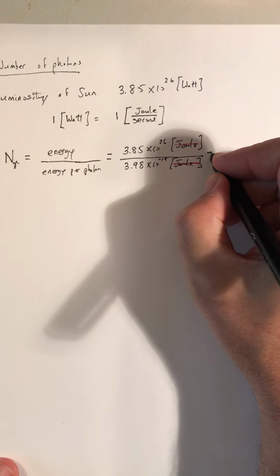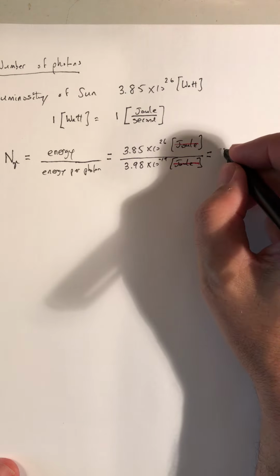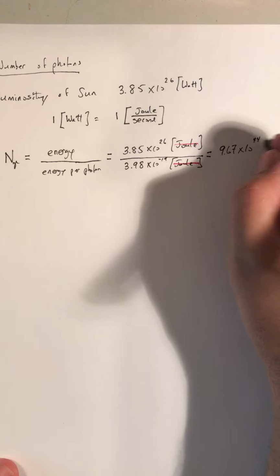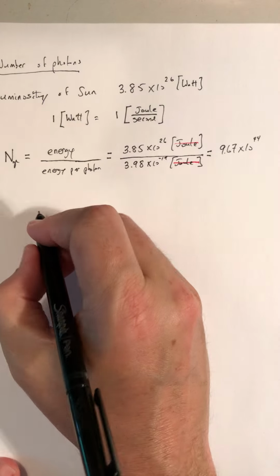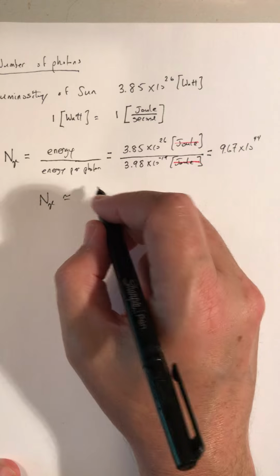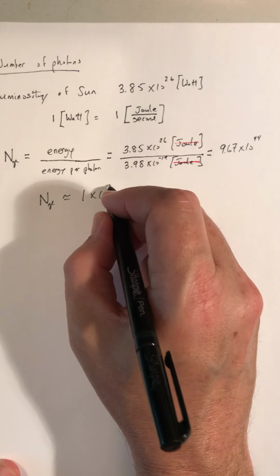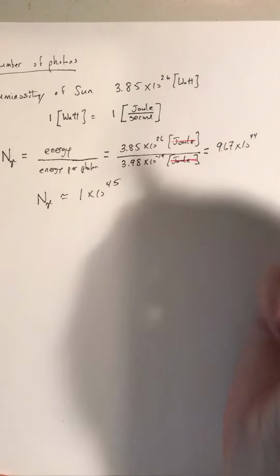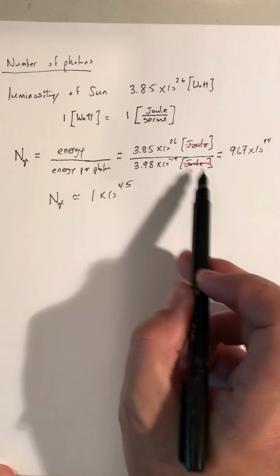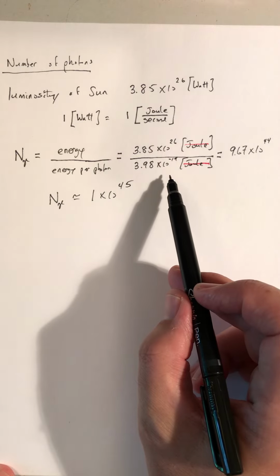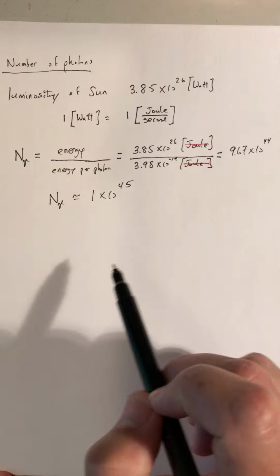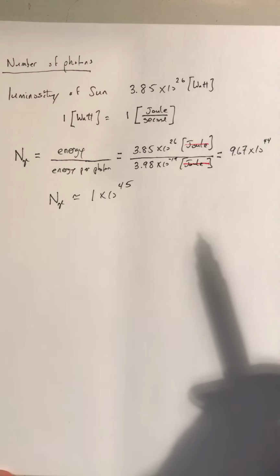So every second of time, the sun is radiating something like 9.67 times 10 to the 44th photons of light, or that's approximately 1 times 10 to the 45th. This is actually sort of a rough number because we're just using average energy per photon, and for that average we're taking where the thermal spectrum from the sun is peaking.